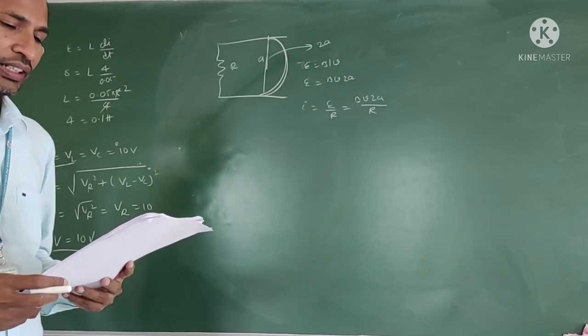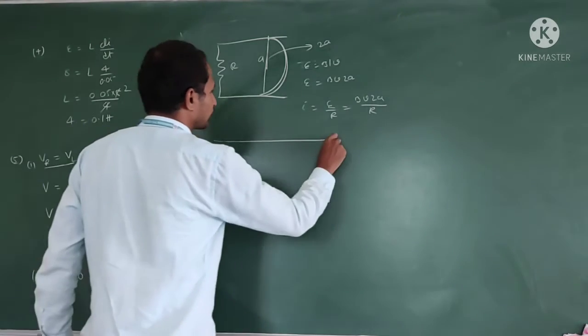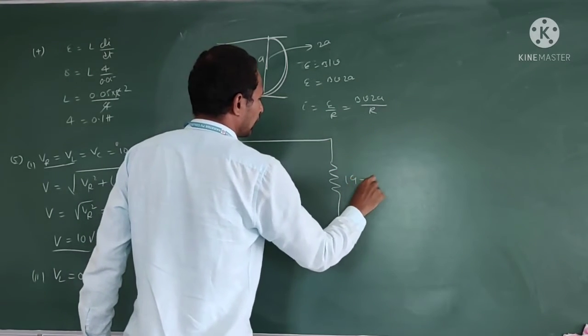Next, 11th one. The figure shows wires P1Q1 and P2Q2, both moved towards the right with a speed of 5 cm per second. Resistance of each wire is 2 ohm. Then find the current through the 19 ohm resistance. We have here 19 ohm.